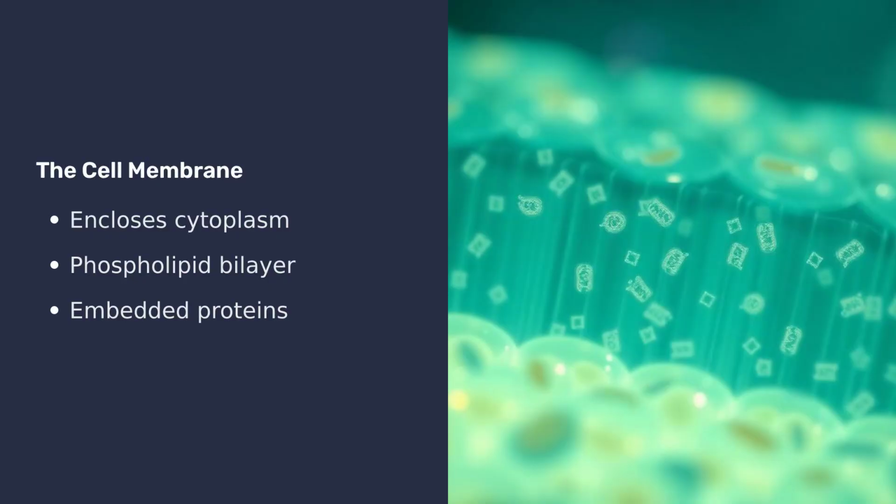First, let's look at the cell membrane, also known as the plasma membrane. This is the crucial boundary that completely encloses the cell's cytoplasm. It's primarily composed of a phospholipid bilayer, a double layer of lipid molecules, with various proteins embedded within it. Think of it as the cell's outer skin, flexible yet robust.